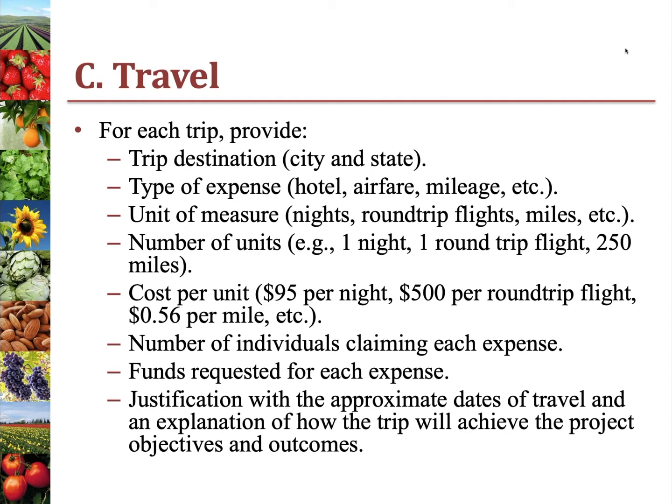Below the table, indicate the approximate date of travel for each trip and provide an explanation of how the trip will achieve the project objectives and outcome. Again, be sure to include the objective numbers from the project objectives and work plan template. And also remember to include all trips as activities within the work plan.